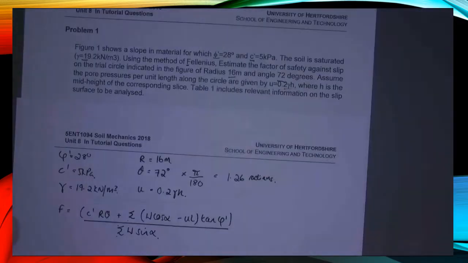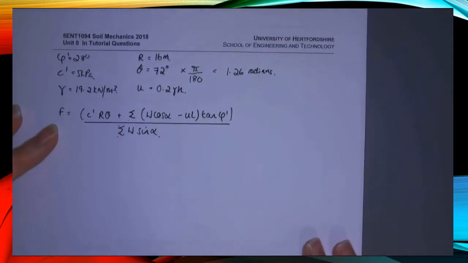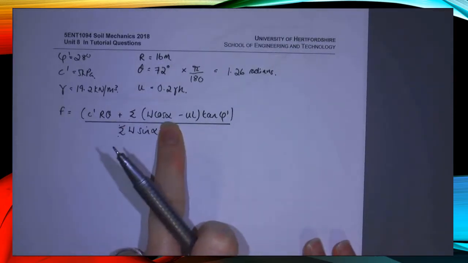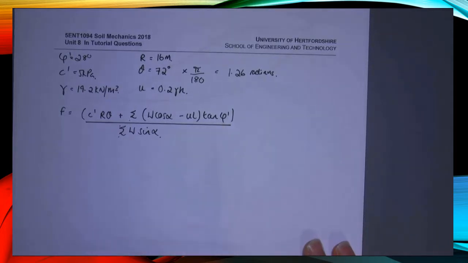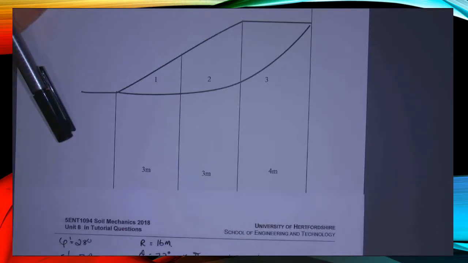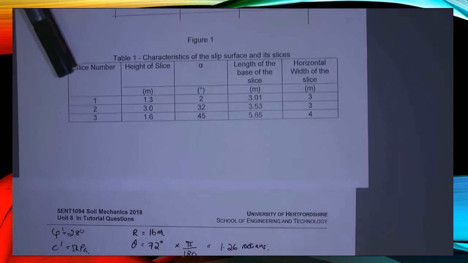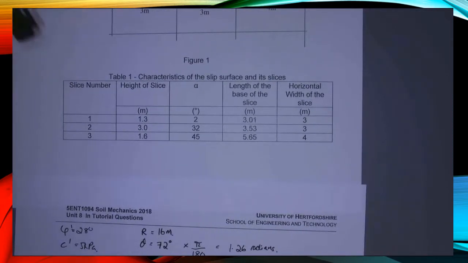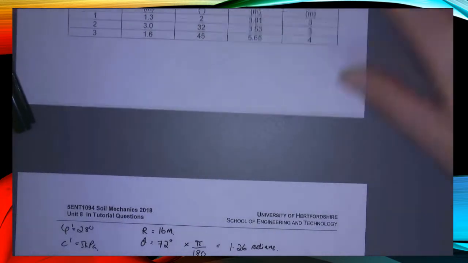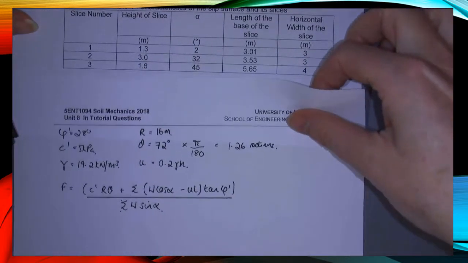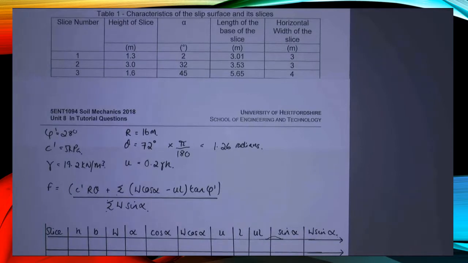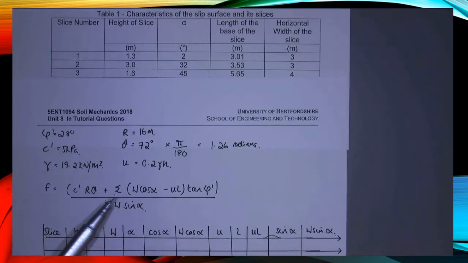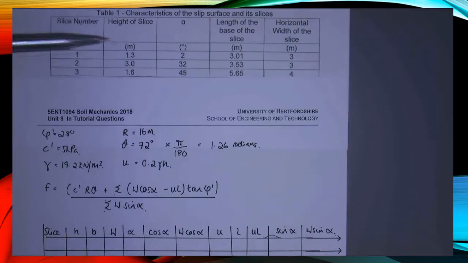So the next step that we need to do is to put together the table for that equation. Looking at that equation, we need to know alpha, cos alpha, UL, what tan phi dash is, and sin alpha. So we can go back to our diagram here. We know we have 3 slices that we're looking at, and this is the information that we have about those 3 slices. So if we transfer that information into a table, okay, once we've put together the table like this, with the correct headings that align with the equation, we can transfer the information from the table that we've been given to the table that we've produced.